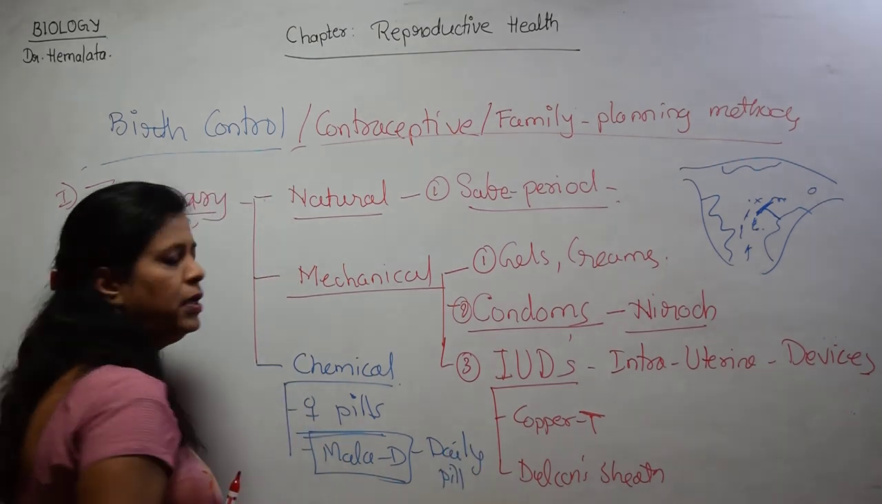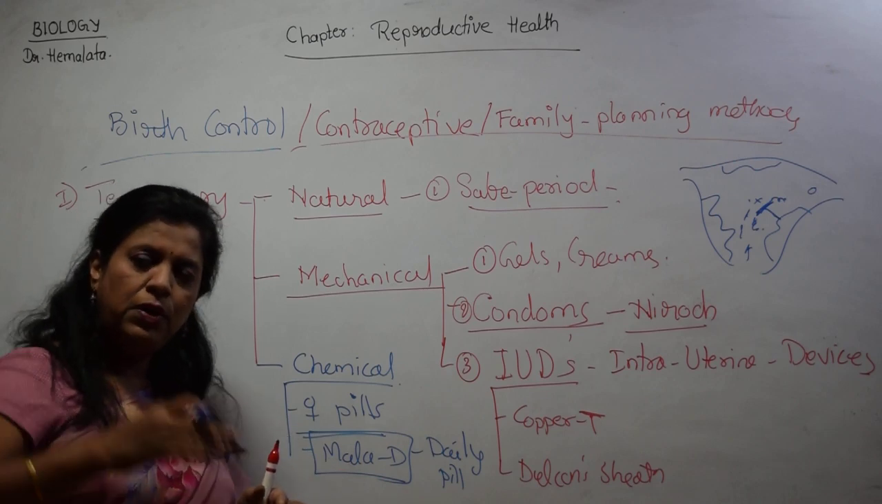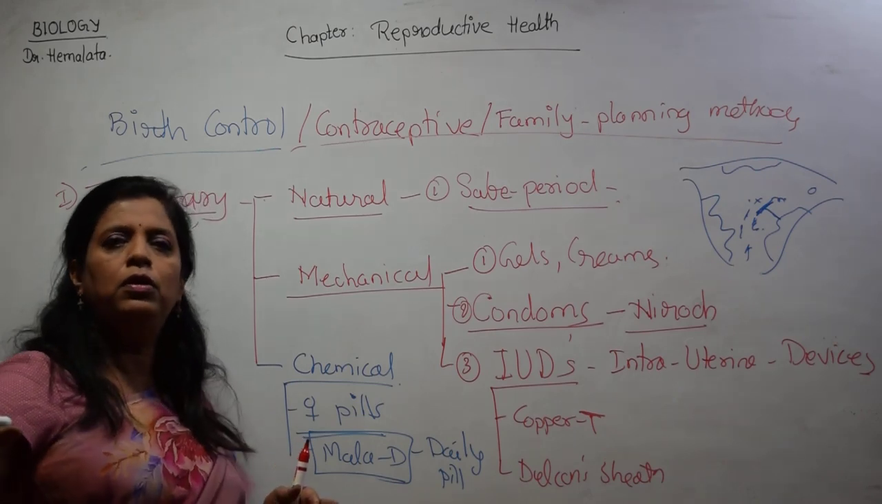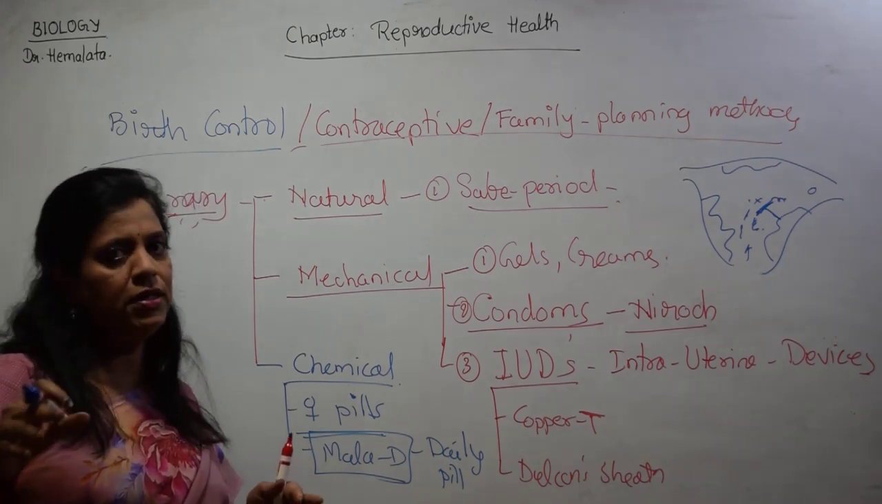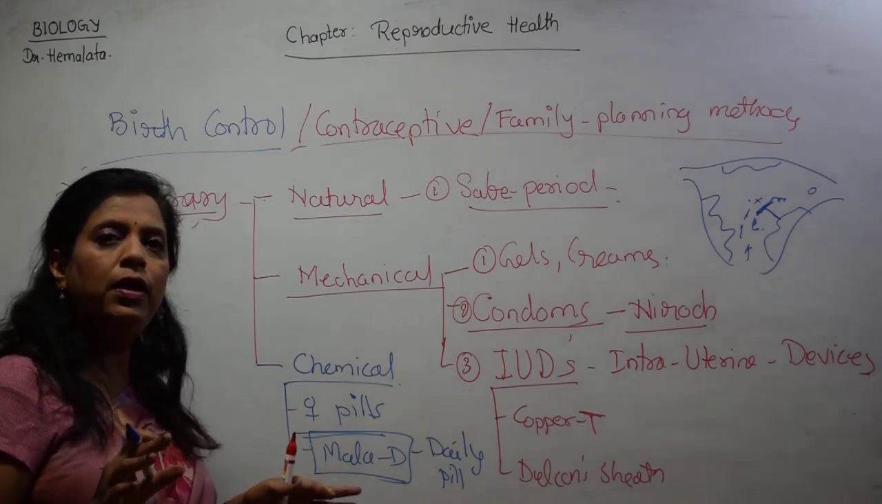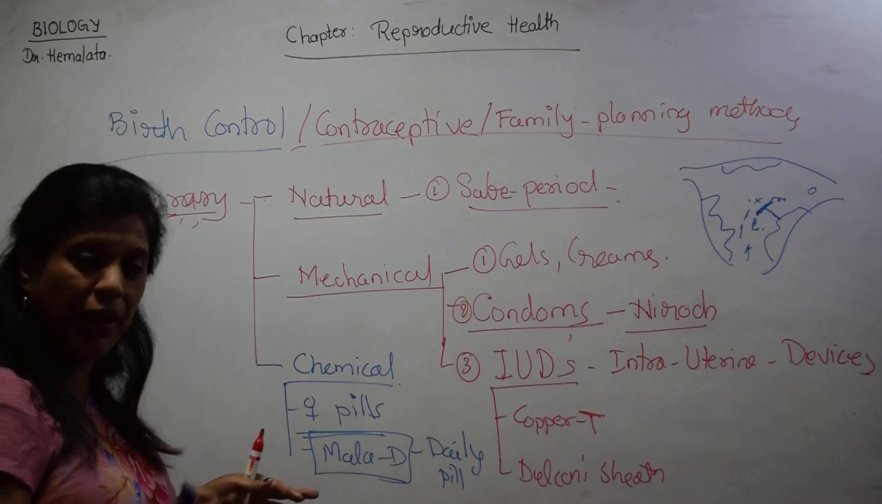She has to consume it from the day when menstrual bleeding stops until the day she begins the next menstruation, so almost 20 to 25 days she has to consume this tablet. This is called Mala-D. It is a very good female family planning or contraceptive pill.